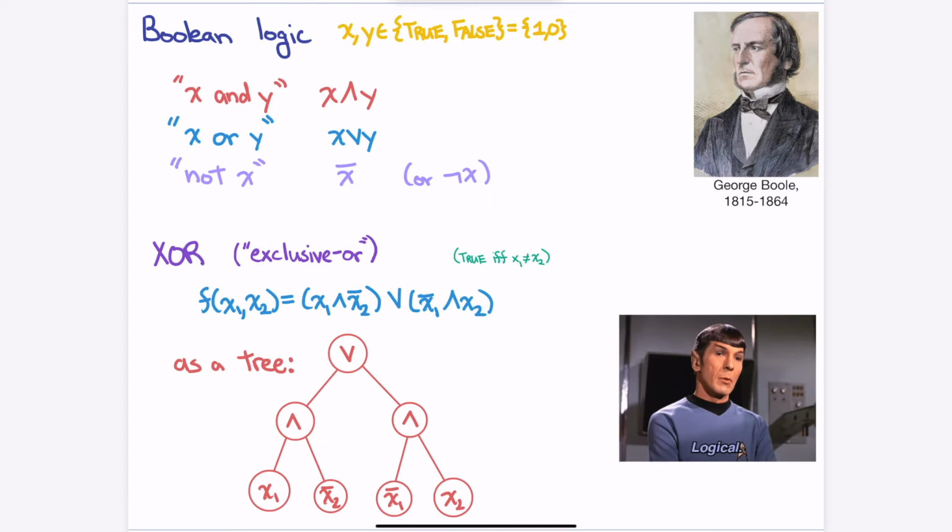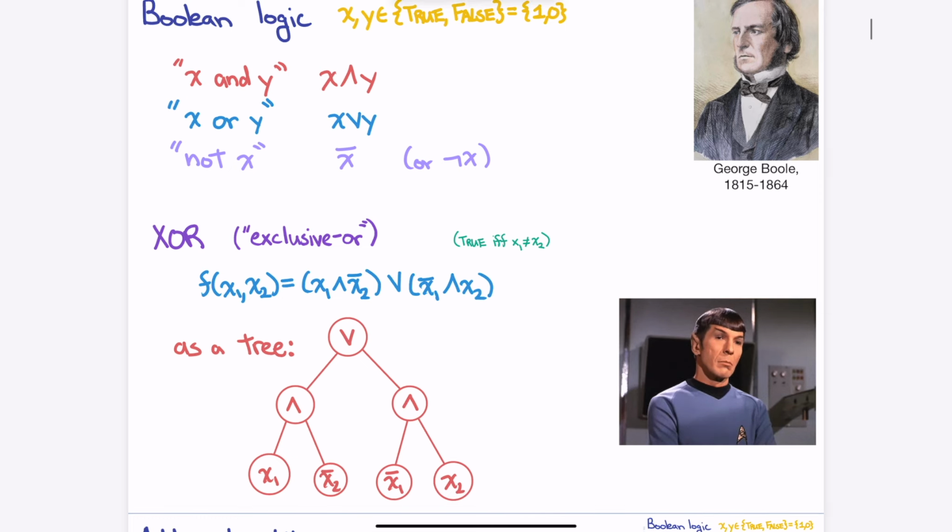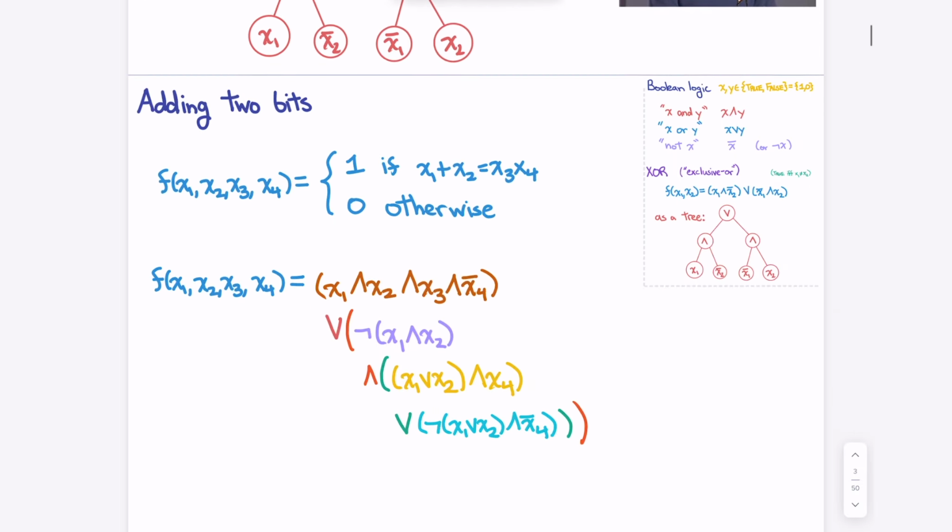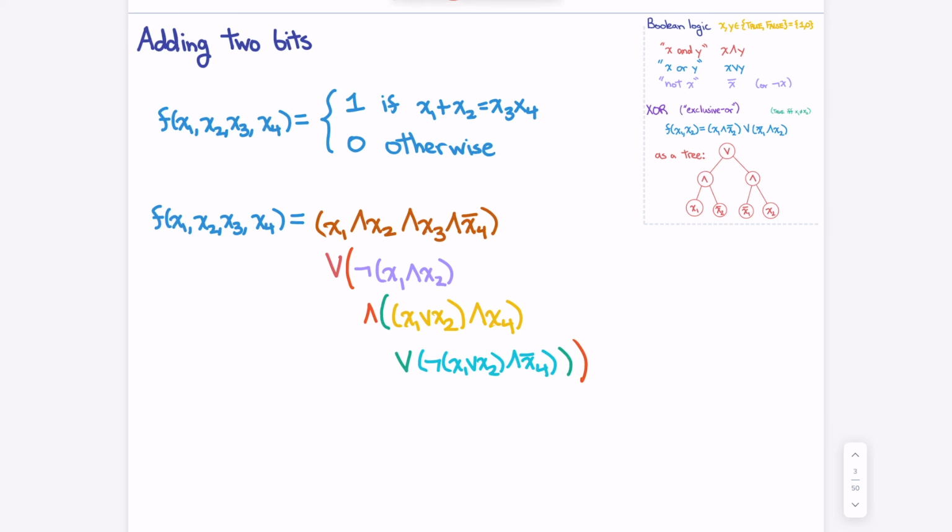And I think I've actually shown this example before, but this would be a Boolean formula that evaluates XOR. So given two inputs, it returns true if you have true false or false true, but not if it's true true or false false. So checking if it's different. Okay, and I've also shown you this one before. This is the formula for adding two bits together, in the sense that it'll return true if and only if x1 plus x2, as two 1-bit numbers, is equal to x3, x4 as a 2-bit number.